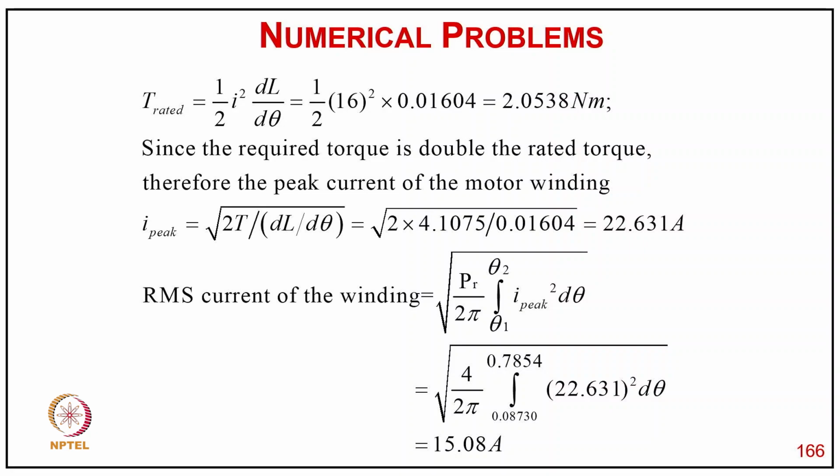Since the required torque is double the rated torque, the peak current of the motor winding is I_P = sqrt(2T / (dL/dθ)), which comes to 22.631 ampere. The RMS current of the winding is I_rms = sqrt((1/θ)∫θ1 to θ2 I_peak² dθ), and putting in the values, it comes to 15.08 ampere.